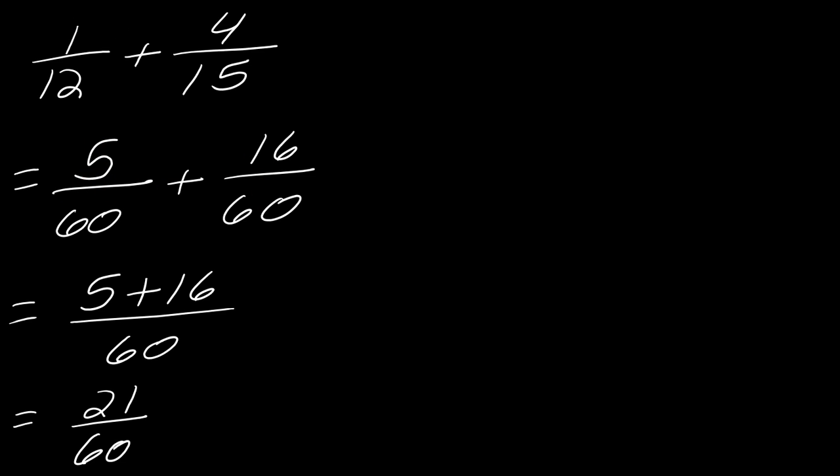Now, 21 over 60, I notice I can divide the top and bottom by 3. And so this will simplify to 7 over 20.